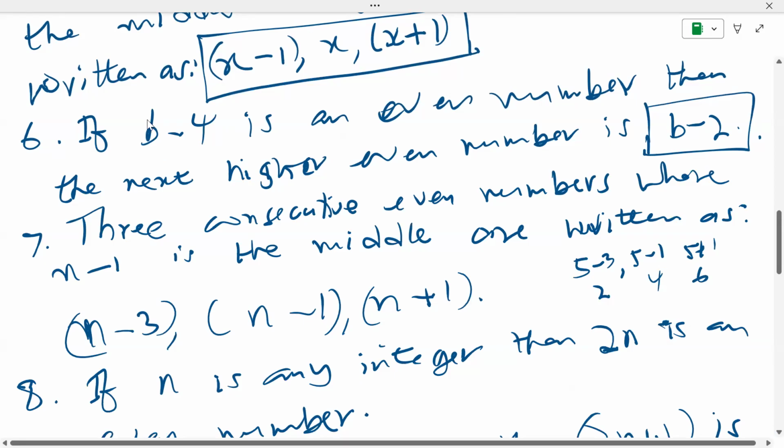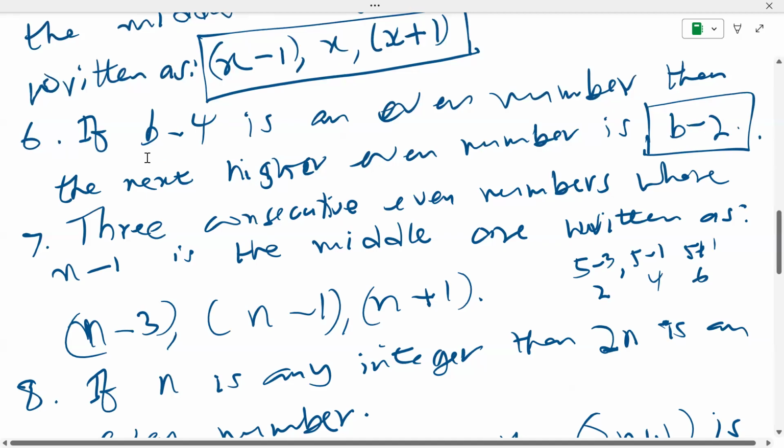In case our b is 6, then 6 minus 4 will give us 2. And when we come here, 6 minus 2 gives us 4. So this is 2, and this will be 4. That's why we are saying that's the next higher even number. The more we reduce the numbers here, the higher numbers we normally get. So if b minus 4 is an even number, then the next higher even number is b minus 2.